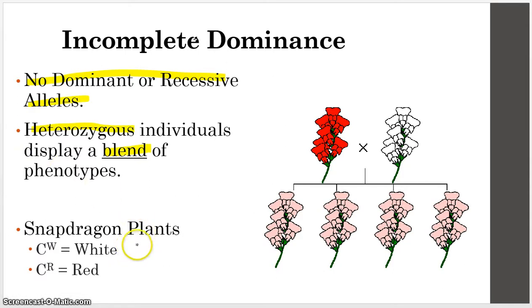And the snapdragon plant has 2 main phenotypes, that being CW, which codes for white, and then CR, which codes for red. Now, if you'll remember, I said don't pay too much attention to what this letter is. That C may stand for color. I don't really know what it stands for, but this W here, this superscript, is going to tell you what the phenotype is. And so this R here tells us what this phenotype is.